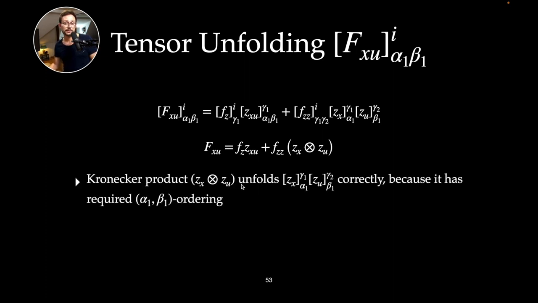So the Kronecker product Zx Kronecker Zu unfolds this for any combination of alpha 1s and beta 1s correctly if you want this certain ordering that I propose here.